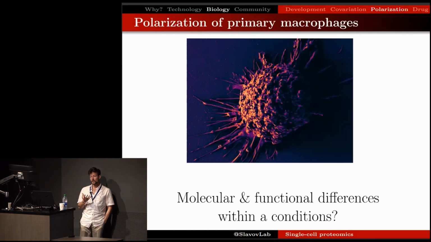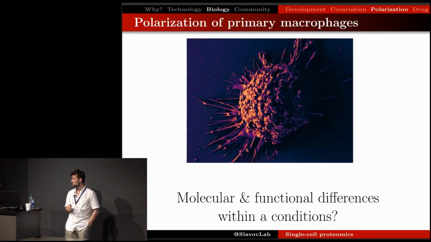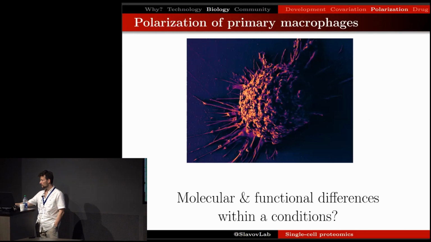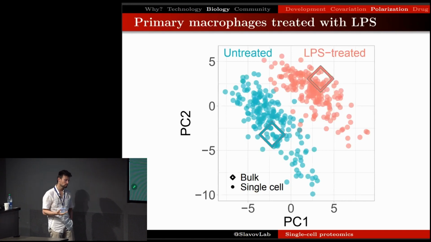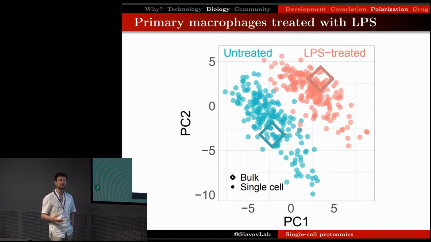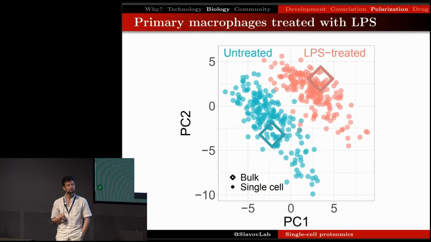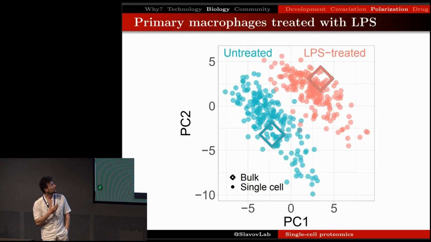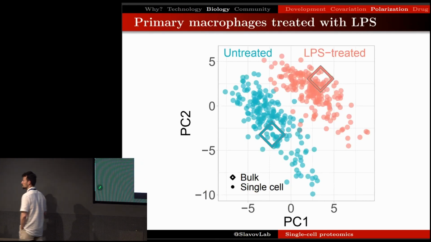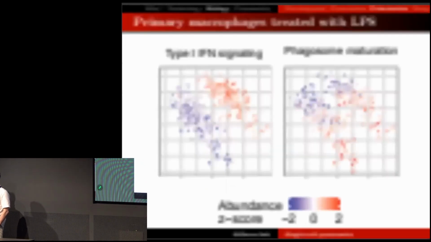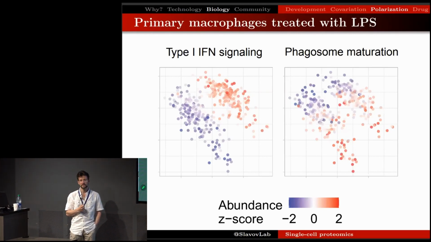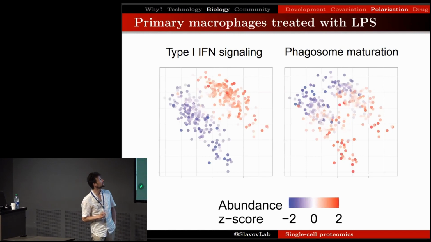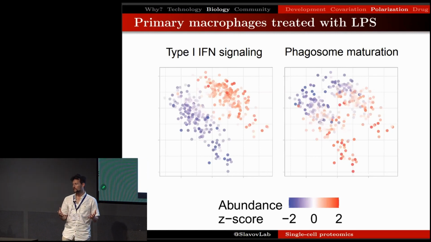And another biological system that I'll share with you is macrophage polarization. A very simple model system where we looked at how primary macrophages derived from bone marrow cells react to LPS treatment. It's a commonly used biological paradigm to study response to inflammatory stimuli. And here you can see two example responses for two different functional groups of proteins. One is type 1 interferon signaling.